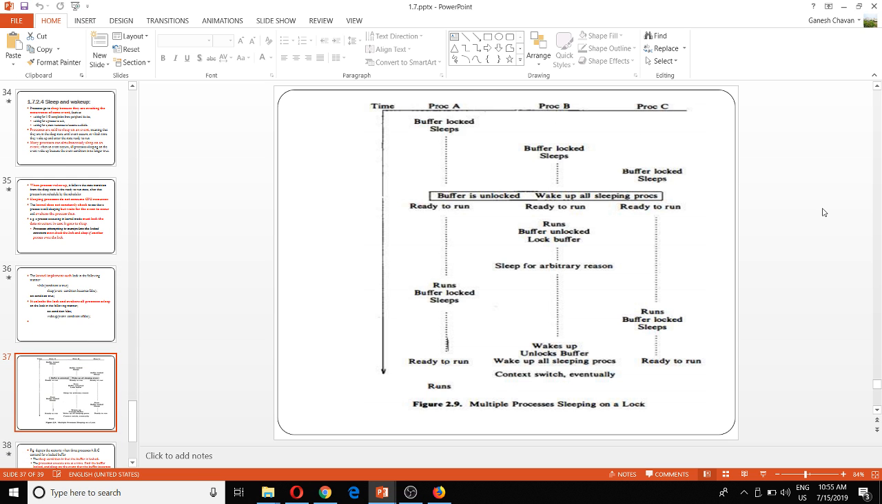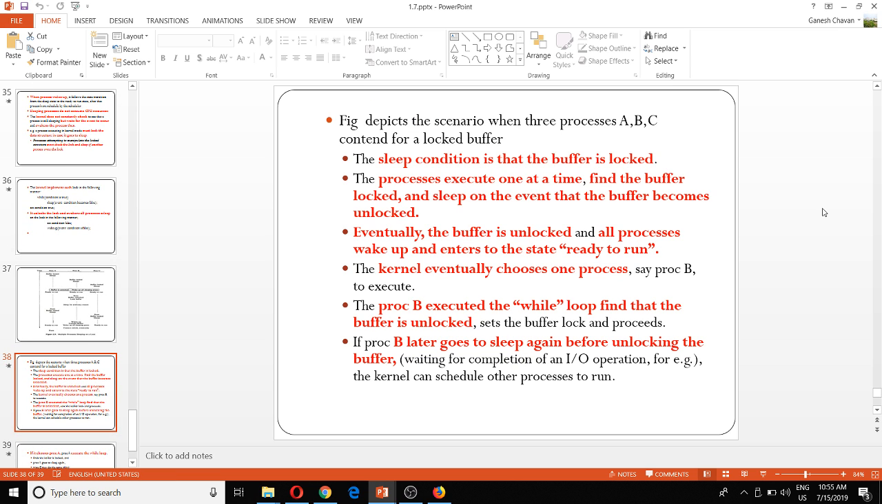With the help of this diagram of multiple processes sleeping on a lock, we can understand the competition between several processes for the resource. The figure is depicting the following scenario. The sleep condition is that the buffer is locked. The processes execute one at a time, find the buffer locked, and sleep on the event that the buffer becomes unlocked. Eventually, the buffer is unlocked, and all the processes wake up and enter the state ready to run.